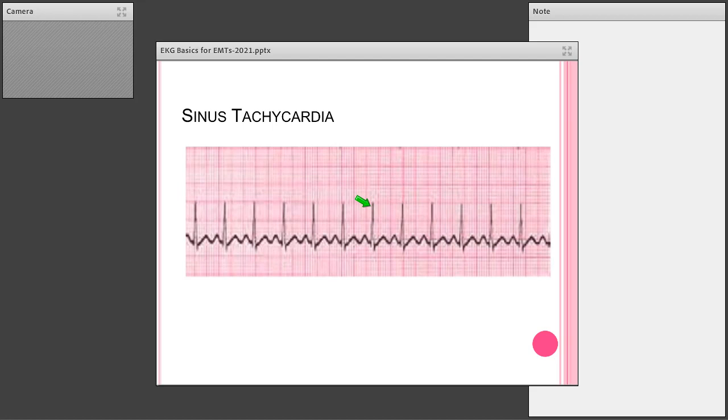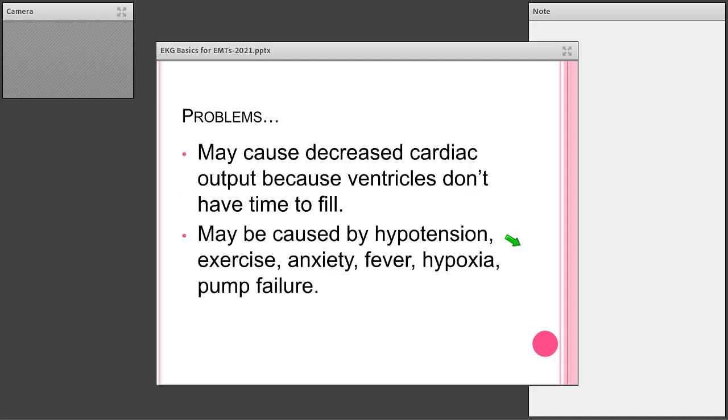It looks pretty regular from R wave to R wave, so we can call this regular. We've got an upright P wave for every one, and I really can't count these boxes, but they appear to be in the right range, 3 to 5 boxes. And then it looks pretty narrow, and it definitely is between 1 and 3 boxes. So the only thing out of the ordinary is the rate. So sinus tach. So this can cause some problems also.